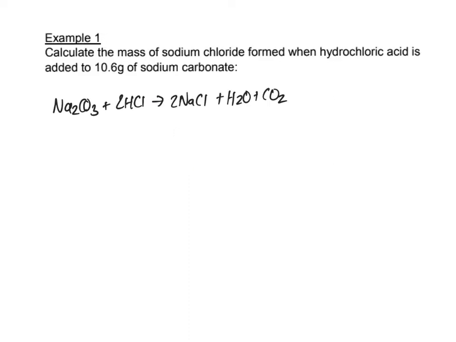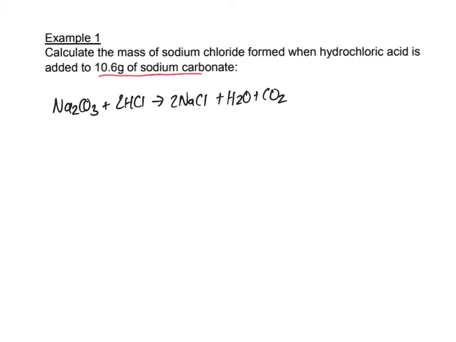Let's now look at a reacting mass question. Calculate the mass of sodium chloride formed when hydrochloric acid is added to 10.6 grams of sodium carbonate. To do these questions, the most important thing you're going to need is your balanced symbol equation. So what I'm going to do now is pull out any information that has been given in the question.